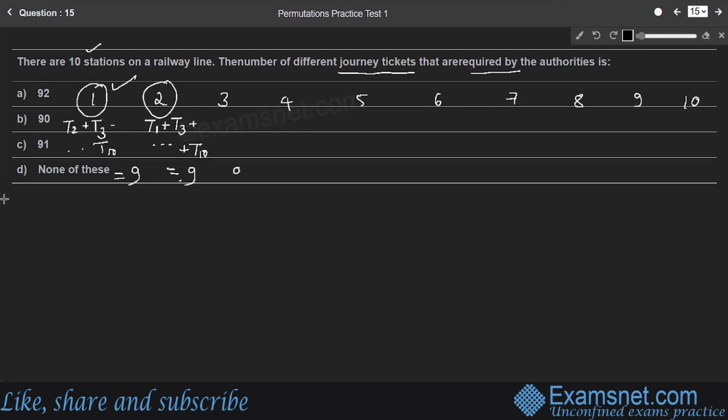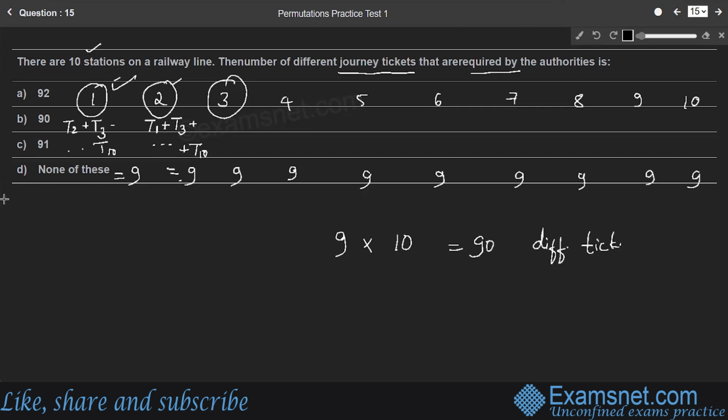Similarly, in station 3, except that station, the remaining number of stations is 9. Therefore, 9 different varieties of tickets are available in each station. So totally, 10 stations into 9 gives 90 varieties of tickets. Totally, it is 90 different tickets required by the authorities. Therefore, option B is the right answer.